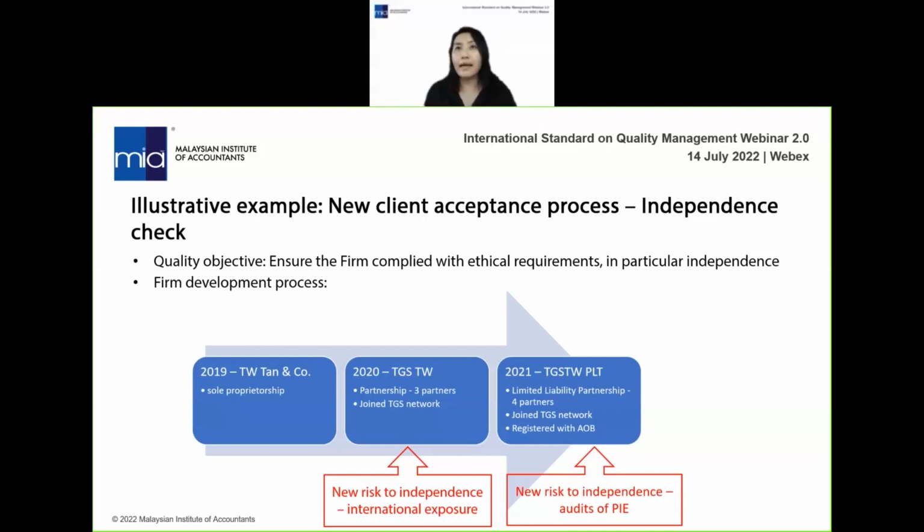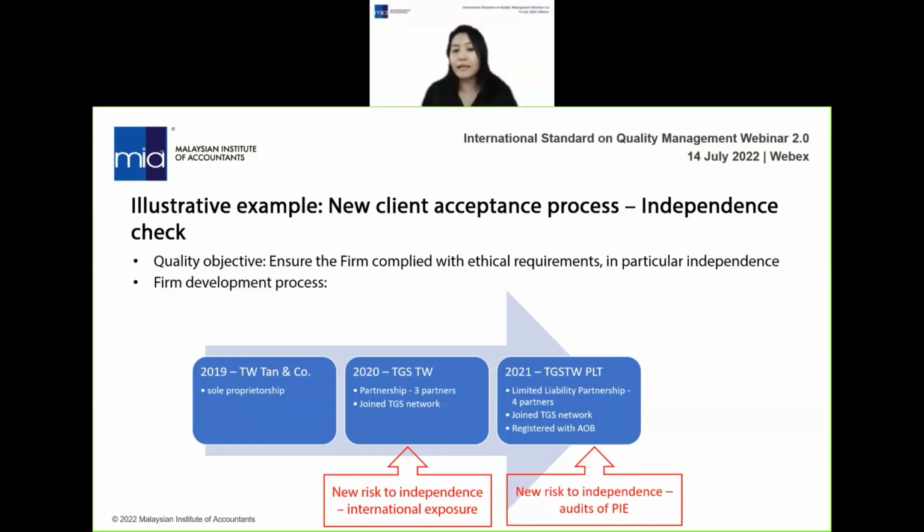So it is not just that we are affecting the network, but the network is also affecting us. So it is a two-way street. When we come to 2021, we become TGS TW PLT. We become an LLP, we have 4 partners, and then we join the TGS network, and we register with AOB.